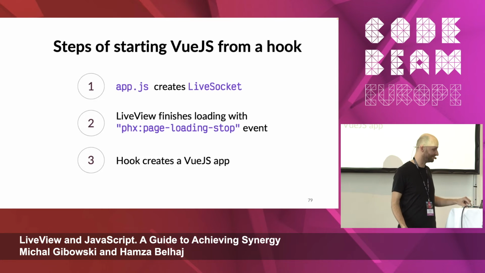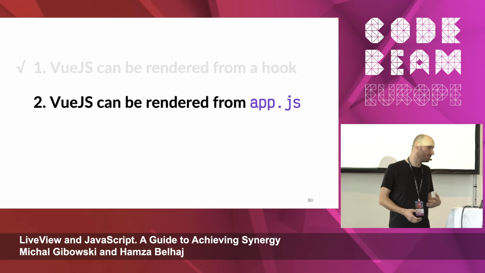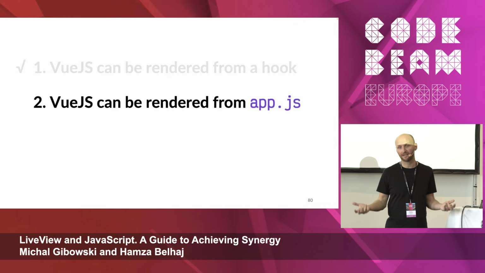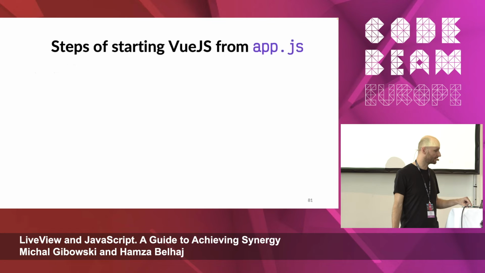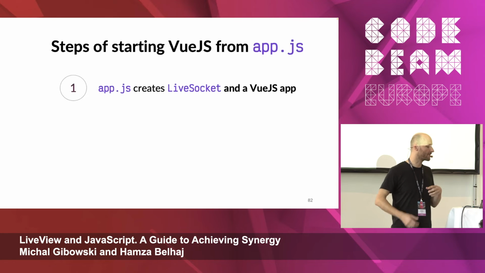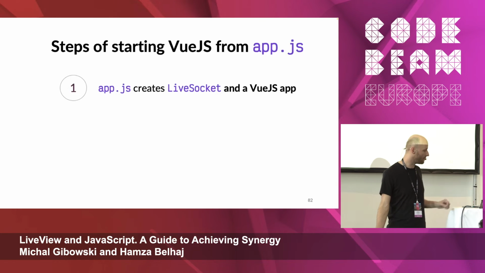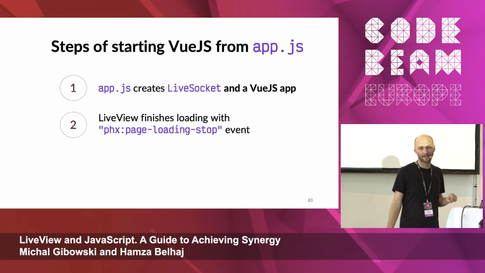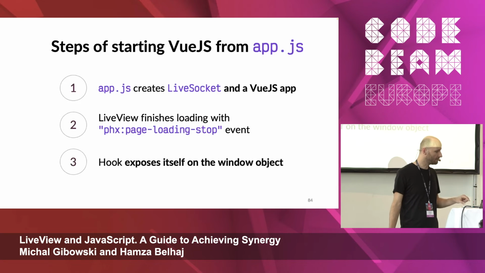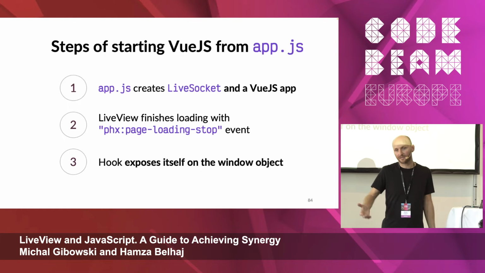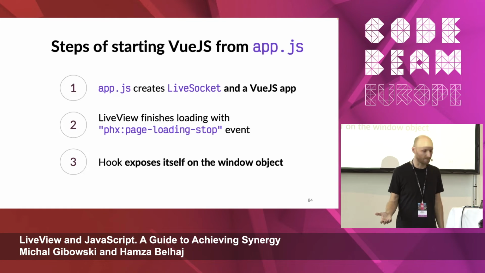Yes, we can. We can also render VueJS directly from the app.js file. How would it look? app.js creates the live socket and the VueJS app. The second step looks the same, but we don't worry about it anymore. And in the third step, there are different ways, but the easiest one is to just expose the hook on the global window object, and in this way it will be accessible from everywhere.